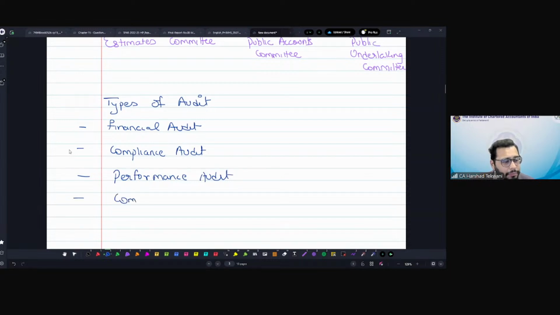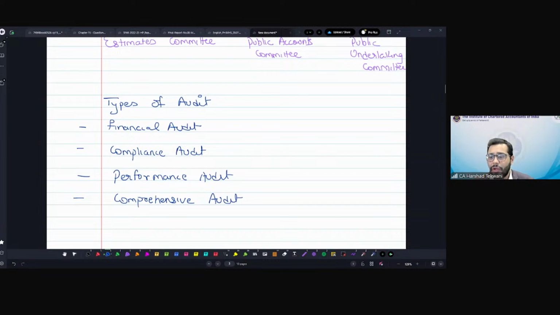Comprehensive audit. Okay. Performance audit, comprehensive audit. Then basically you can say proprietary audit. We will come to that also. We will understand which are the matters covered under that particular audit, and how it is different from your performance audit. Okay, we will understand that also.